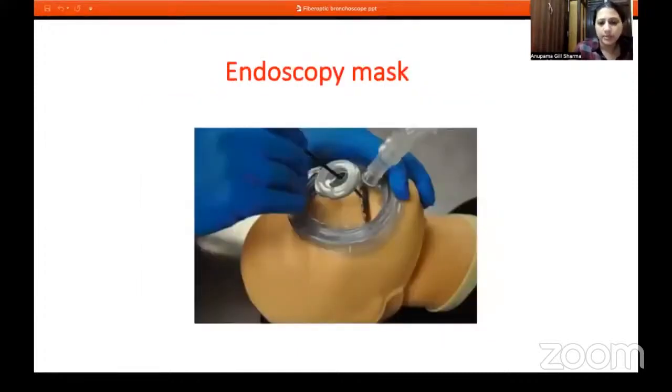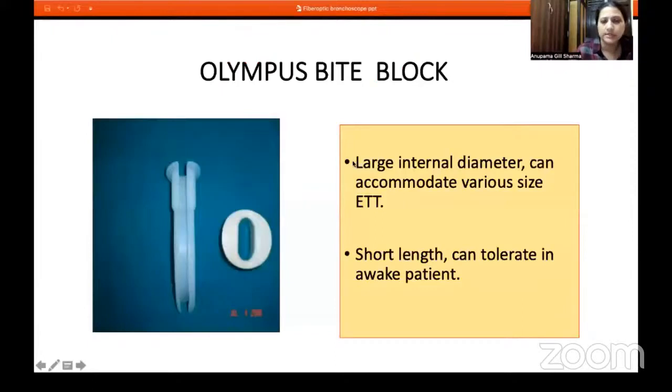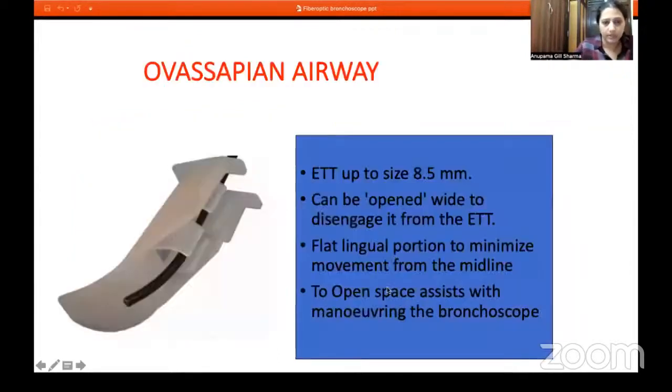This is to show the endoscopic mask which can be used. You can see there is a channel over here through which the oxygen can also be instilled, and through this particular port the fiber optic can be used. These are the various bite blocks which come, when one is planning for an oral fiber optic intubation. This is an Olympus bite block which has a larger diameter. It can accommodate various sizes of endotracheal tube. Advantages are that it is of short length and it can be tolerated in an awake patient.